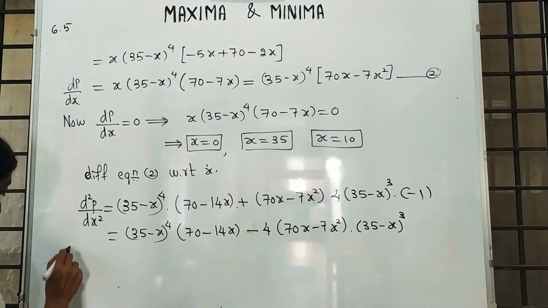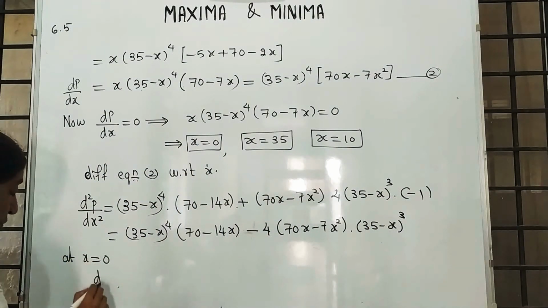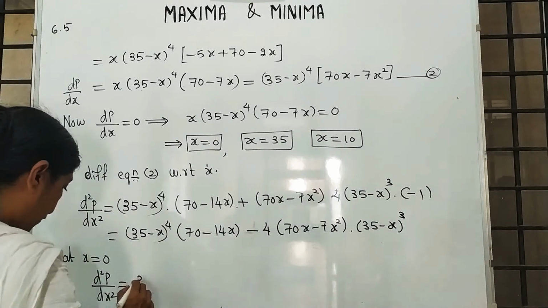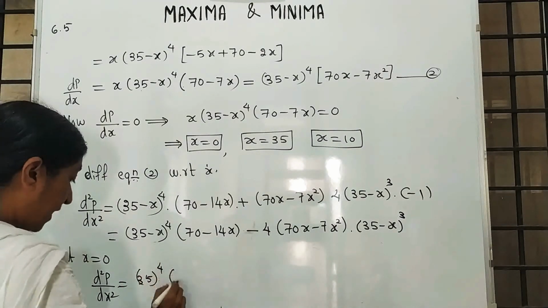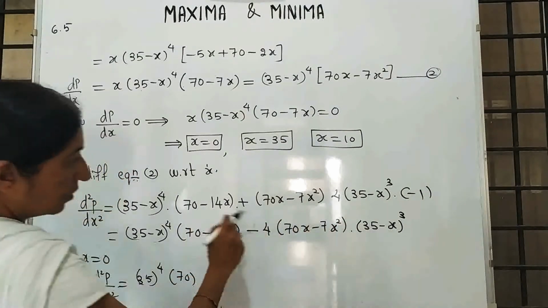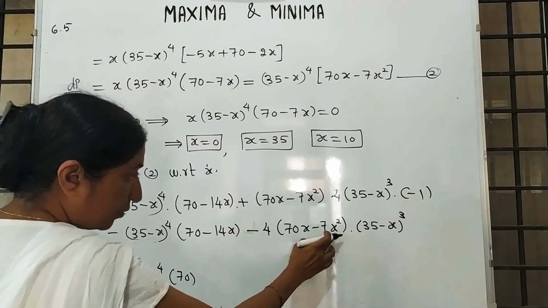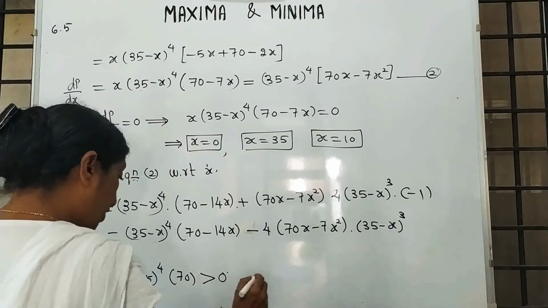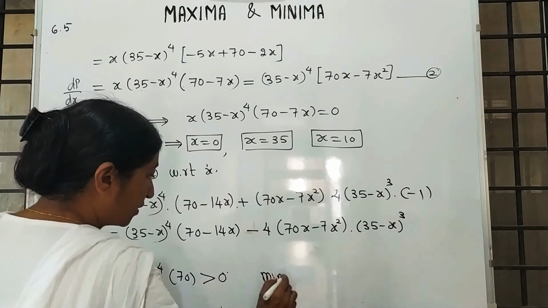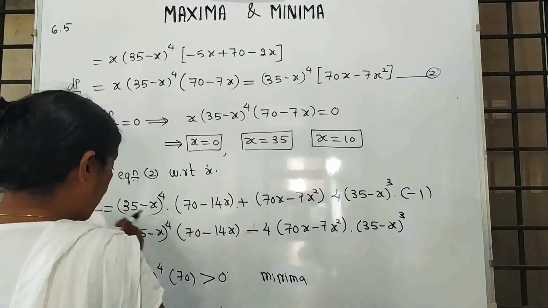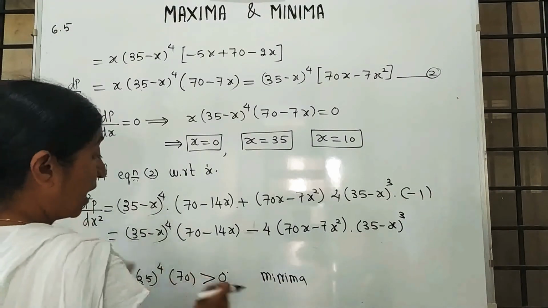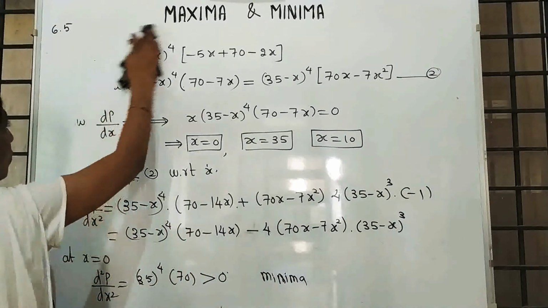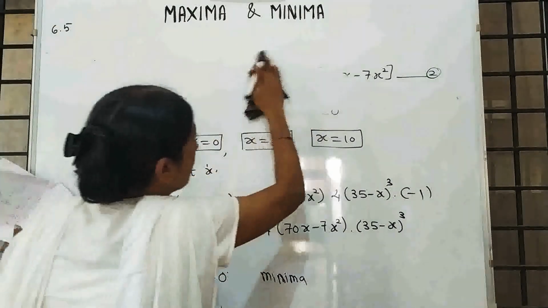Now we have to check this second derivative one by one. At x is equal to 0, see what the answer is. This is 35 raised to 4 and this is 70, and this whole term is 0, since 0 into anything is 0. Only this is remaining, greater than 0. This is a minimum. But what is the question? Go back and read the question. The product should be as large as possible, maximum, and maximum means it should be negative. We cannot take x is equal to 0. Then check for x is equal to 35.